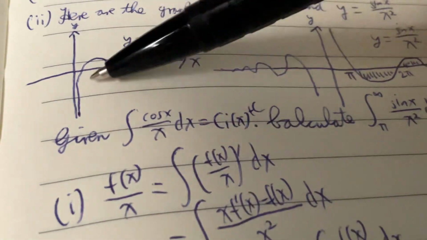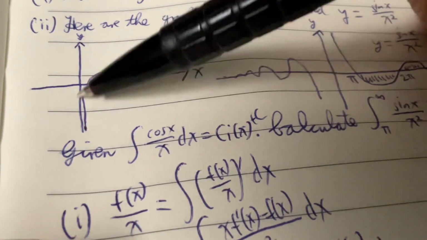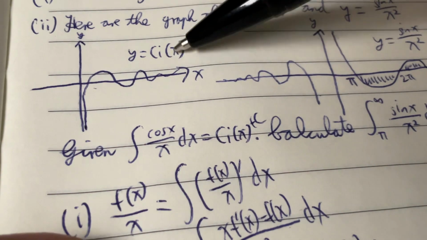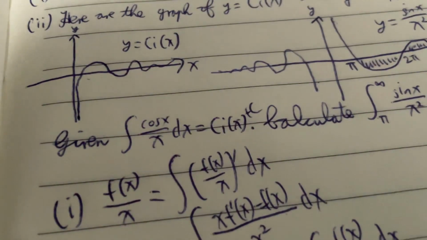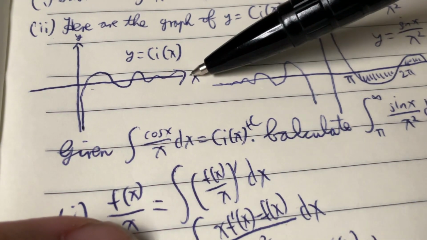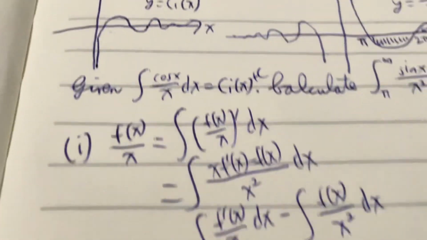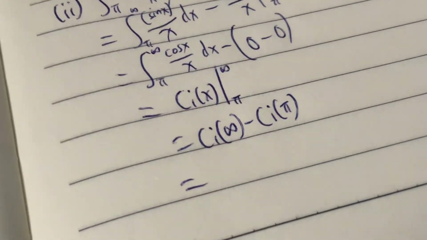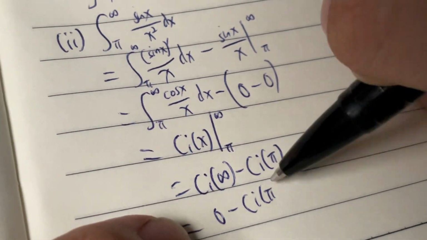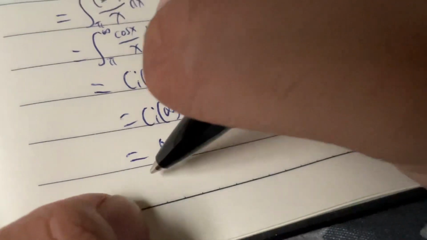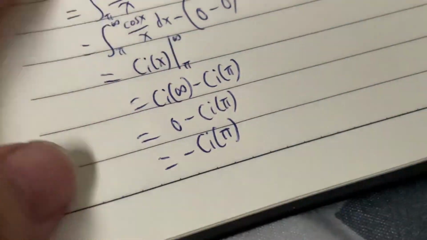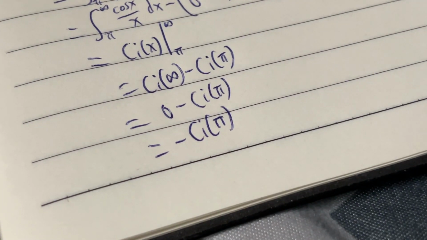Ci of x, you see Ci of 0 is approaching negative infinity, right? And it cannot have a negative number inside. And the second one, when x is approaching infinity like that, you see the graph gets really close to 0. So Ci of infinity, let me tell you, is just 0. And then Ci of pi, just leave it, Ci of pi, like that. So the answer of this is just negative Ci of pi. This is really cool. Negative Ci of pi.